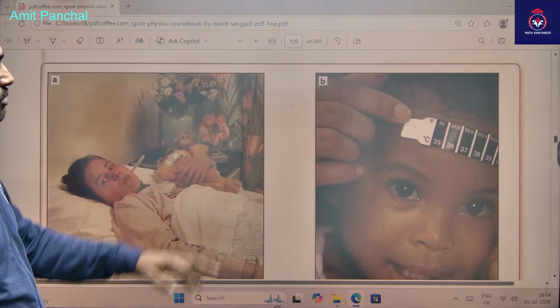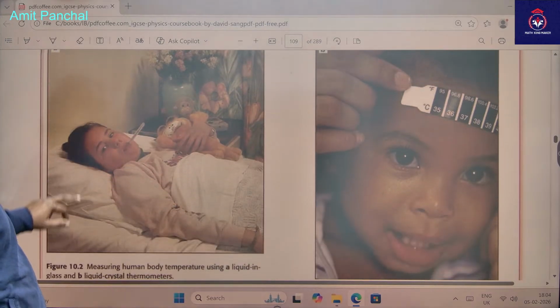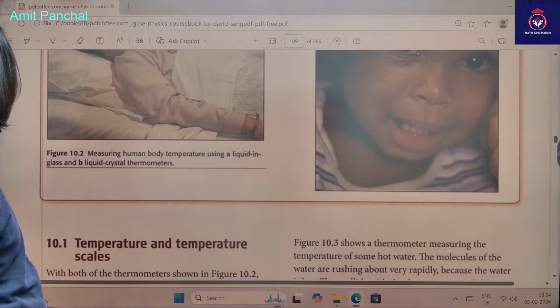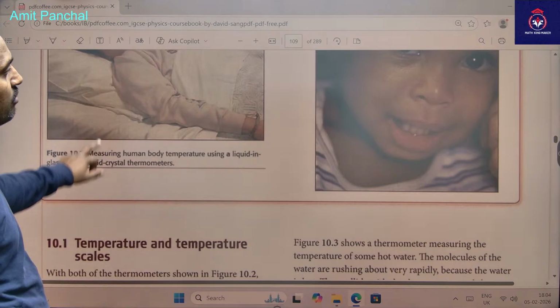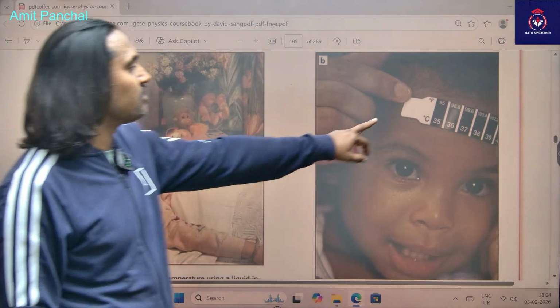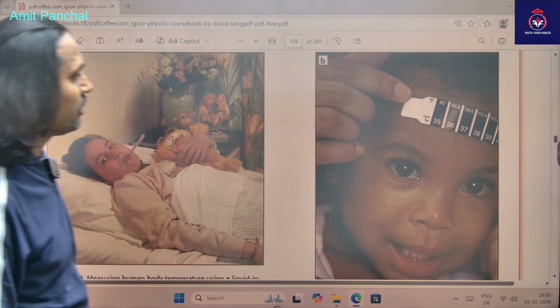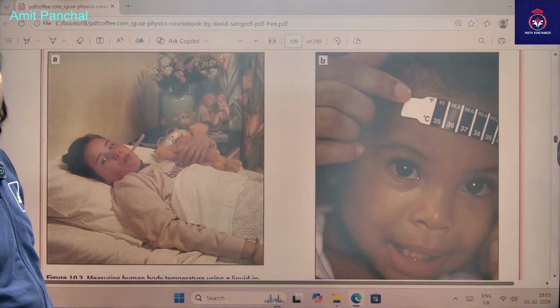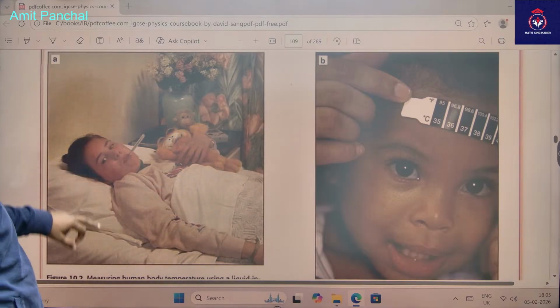So these are some measurements. Measurement of temperature: measuring human body temperature using a liquid in glass and a liquid crystal thermometer. It is a liquid crystal thermometer. I have not seen this crystal one. I have seen this liquid one.